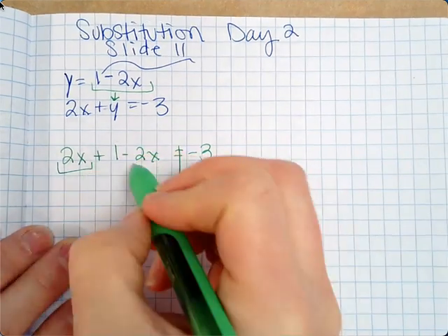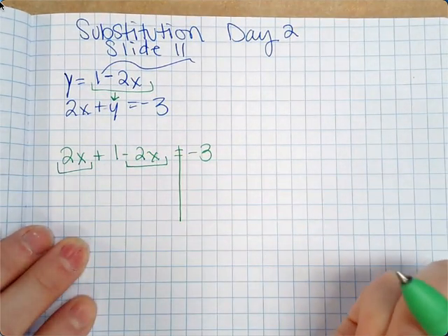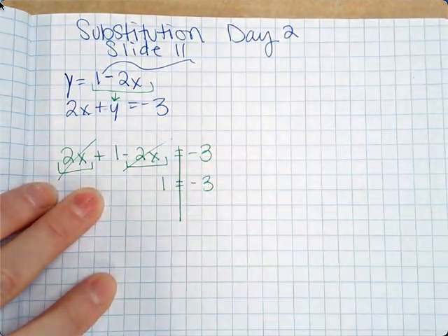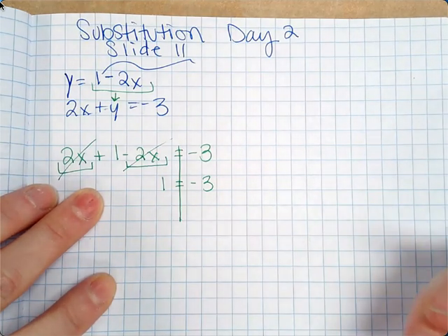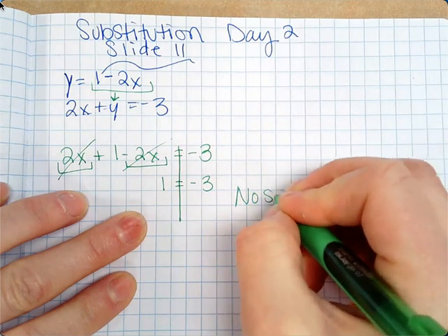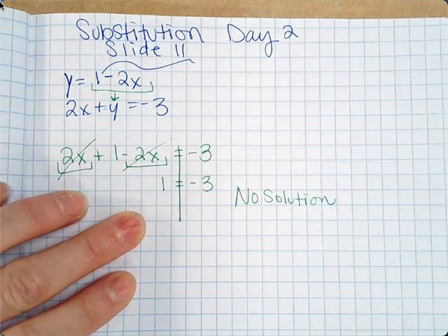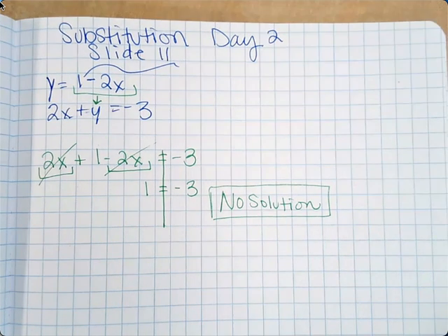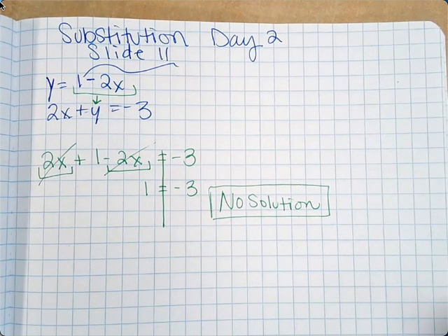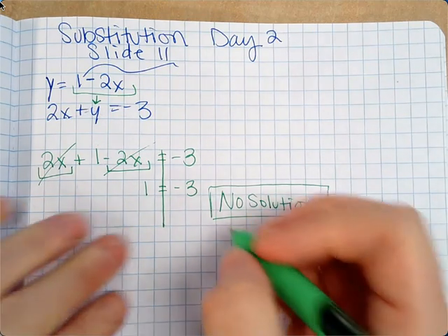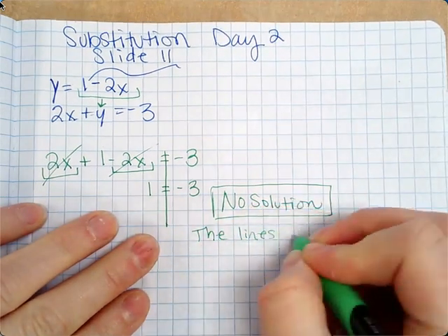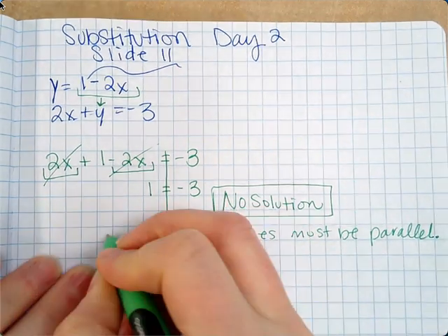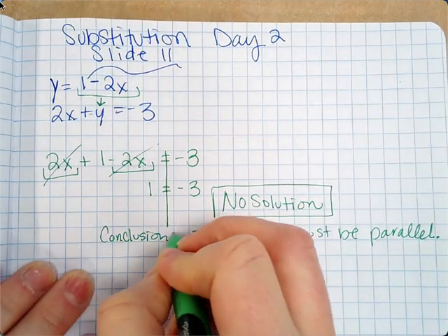Okay, let's look. 2x minus 2x on the same side. What happens to those? There's 0. So now it says 1 equals negative 3. Is that true? So what does that mean? Yep, no solution. When would a system of equations be no solution? Do y'all remember? They're parallel. So my conclusion is the lines must be parallel. There is no solution.